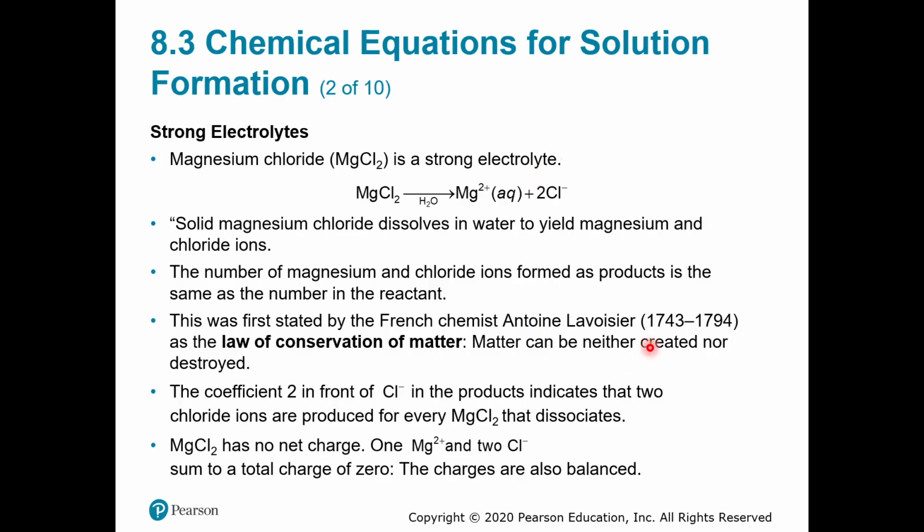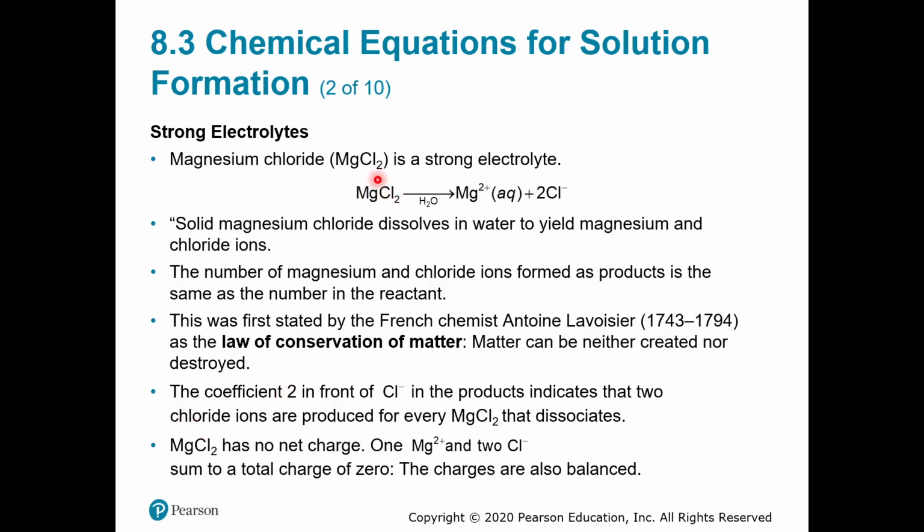Now, remember, this is that law of conservation of mass. That's that French chemist, Lavoisier, that we talked about. Matter can be neither created nor destroyed. So whatever number of chlorides are in this magnesium chloride, we have to have the same number at the end, don't we? In this case, though, it's going to be broken up into the individual ions. Okay?